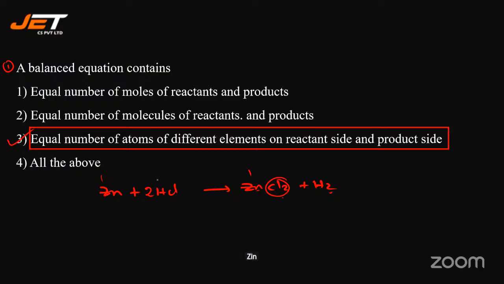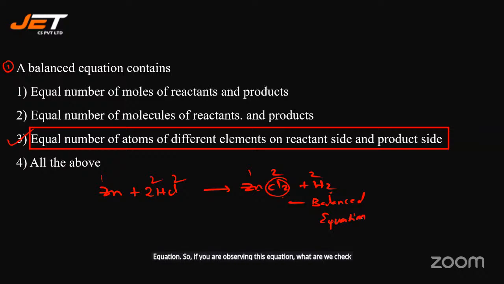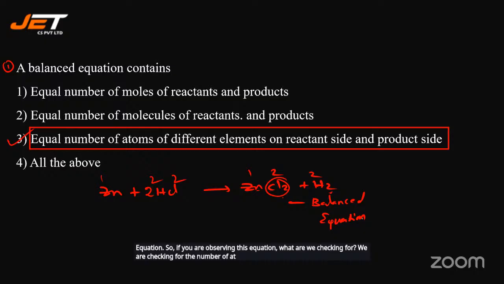Zinc is 1 and 1 on both sides, hydrogen is 2 and 2 on both sides, and chlorine is also 2 and 2 on both sides. So this is a balanced equation. If you are observing this equation, what are we checking for? We are checking the number of atoms on either side, or the molecules.